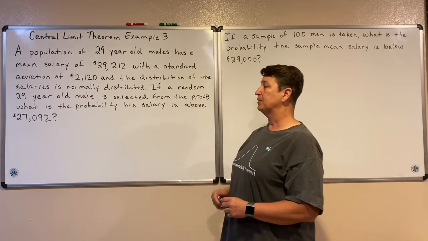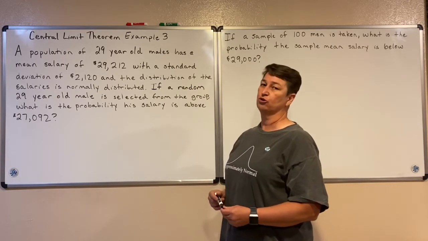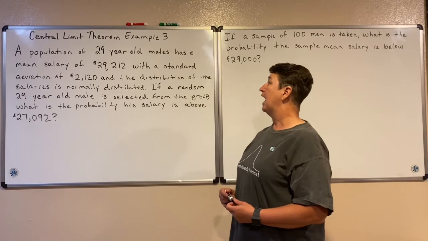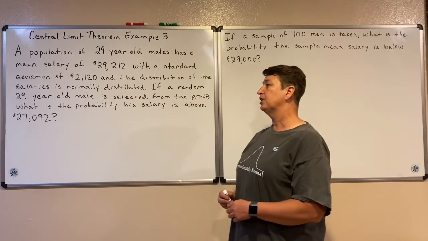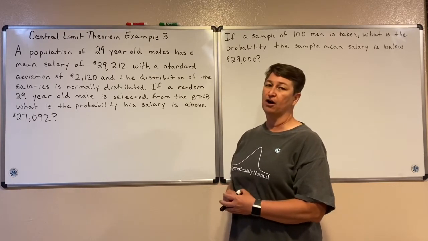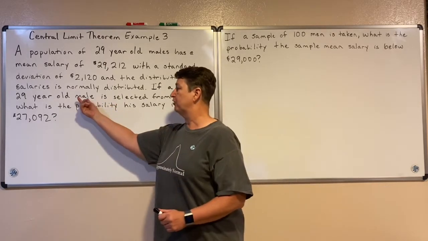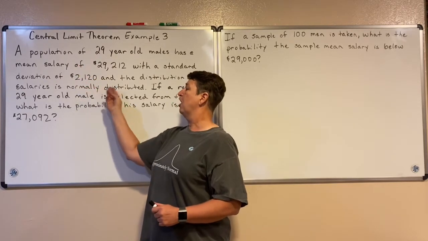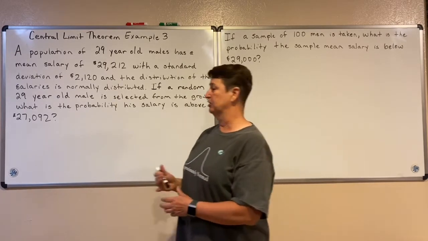First, a population of 29-year-old males has a mean salary of $29,212 with a standard deviation of $2,120, and the distribution of the salaries is normally distributed. If a random 29-year-old male is selected from the group, what's the probability his salary is above $27,092? So this particular male that we're selecting from the group is part of this distribution of normally distributed data. So let's look at this distribution of data.